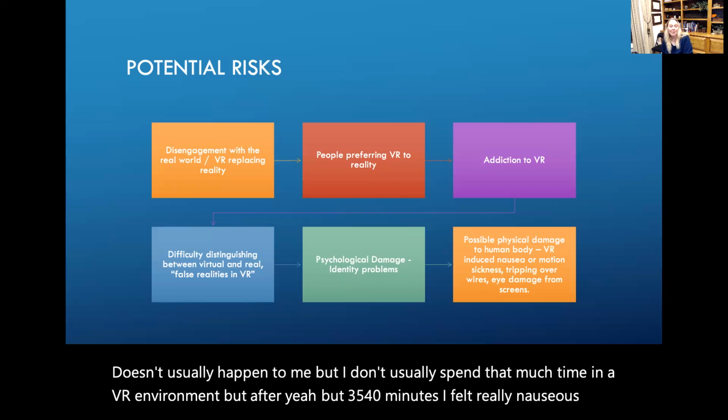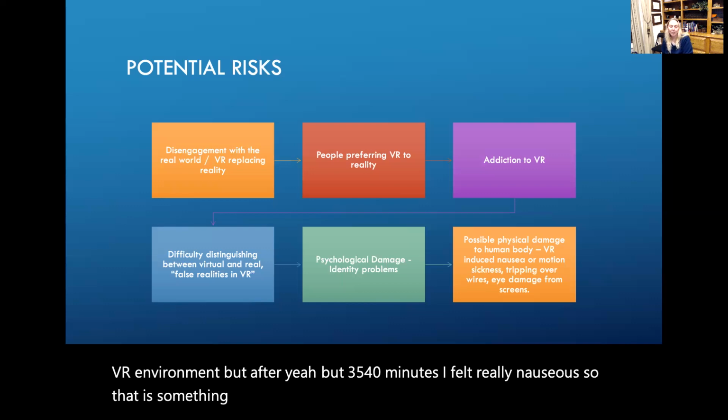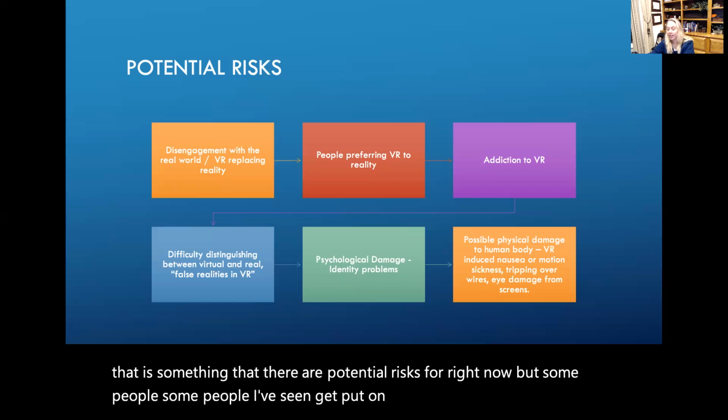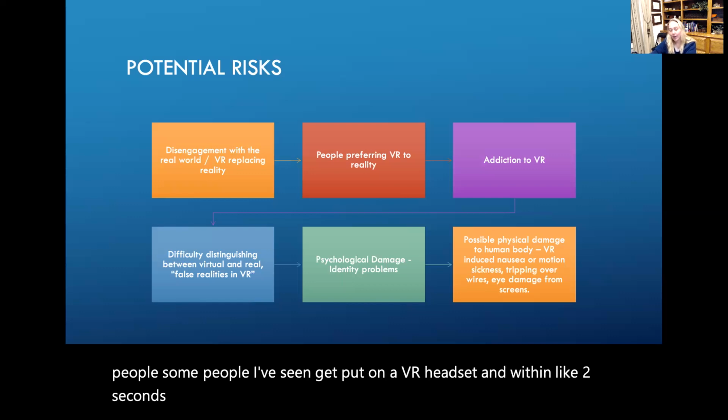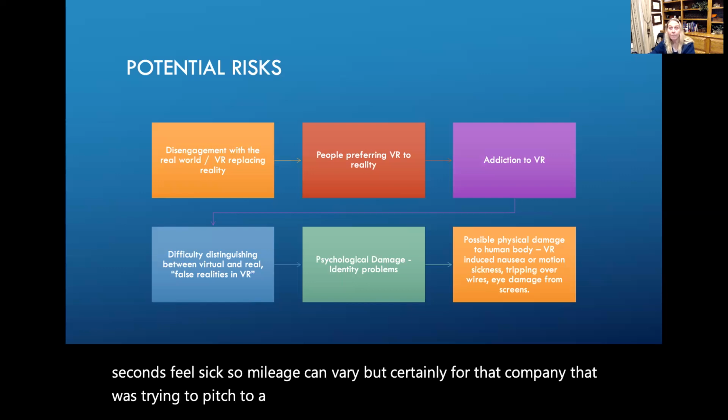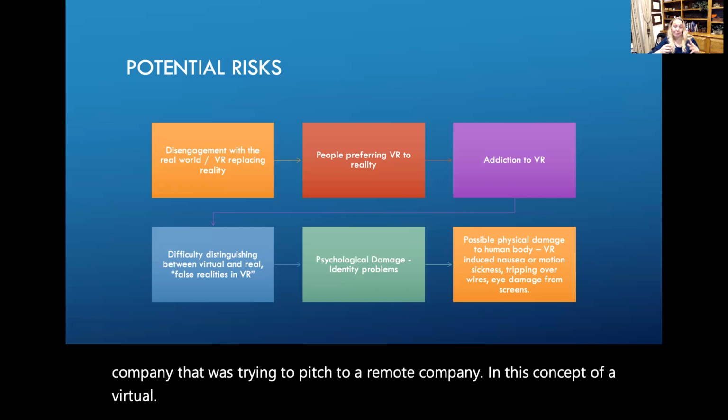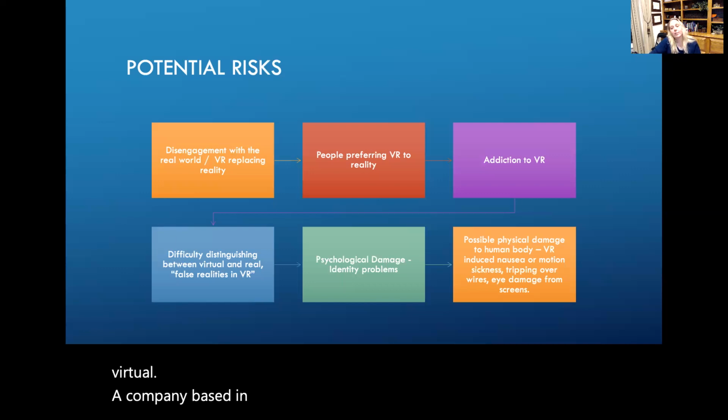So that is something that there are potential risks for right now. Some people I've seen get put on a VR headset and within 2 seconds feel sick. So mileage can vary, but certainly for that company that was trying to pitch to a remote company this concept of a company based in virtual reality, it wasn't practical because everybody would get sick.